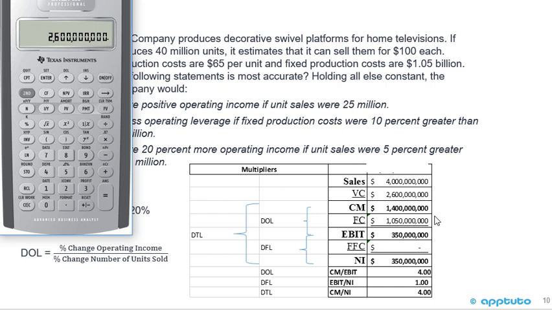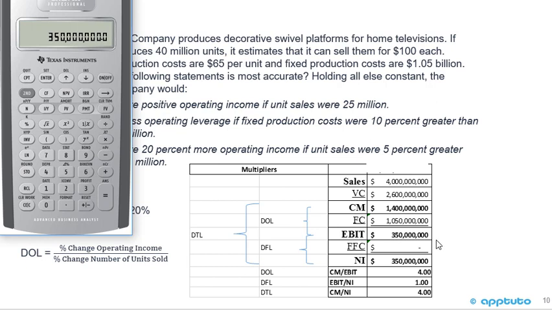So sales minus variable costs gives us our contribution margin. So I can just hit the plus minus key, and then I'm going to do my 4 billion. I just have to be careful with the number of zeros. Okay, I've got my 4 billion, and I'm going to have my contribution margin of 1.4 billion. And then the fixed costs are giving us 1.05 billion. I just have to be careful when I subtract that, again, with my zeros. And I've got my operating income of 350 million.